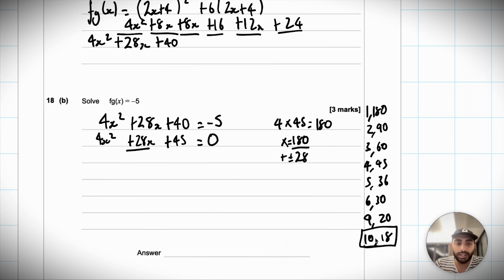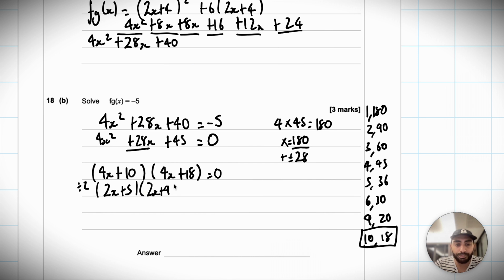I've chosen the numbers 10 and 18, so I'm going to rewrite this as 4x in brackets plus 10. And the second bracket, I'm also going to write 4x again plus 18. Now you might be thinking, if I do 4x multiplied by 4x, that gives me 16x squared. So I'm going to cancel both of these down. I'm looking for whatever I can divide both of these two terms by. So I can divide both of these by 2, and I could also divide both of these by 2. So this would become 2x plus 5, and this would become 2x plus 9.